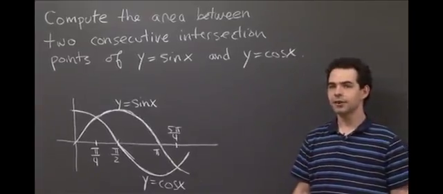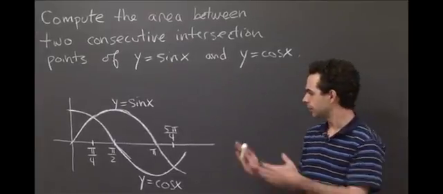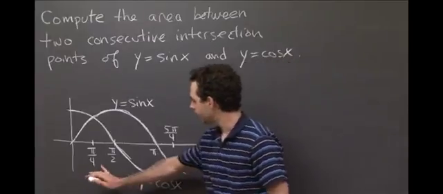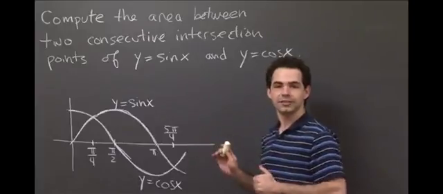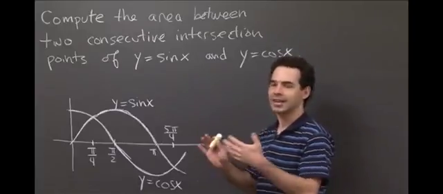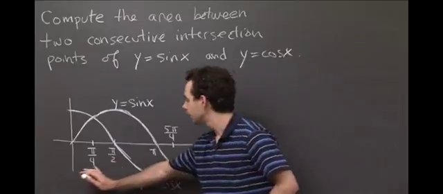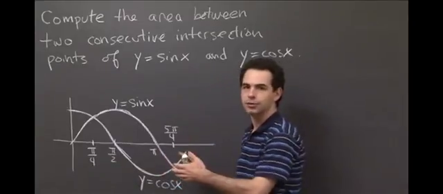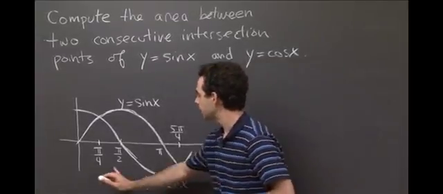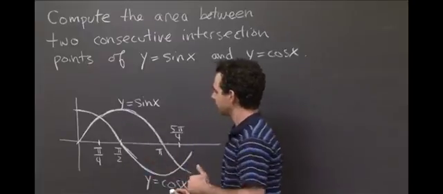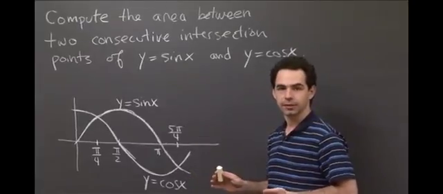All right, welcome back. From this picture, it's pretty easy to see what the bounds on x will be. You could do any 2 consecutive intersection points you want. The area is the same in any case because of the symmetry of these 2 functions. But the first 2 that are easiest for me to find are pi over 4 and 5 pi over 4, so I'm going to do those 2. That's the interval over which I'm going to be integrating.